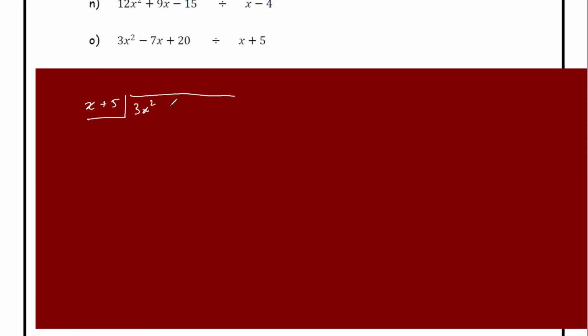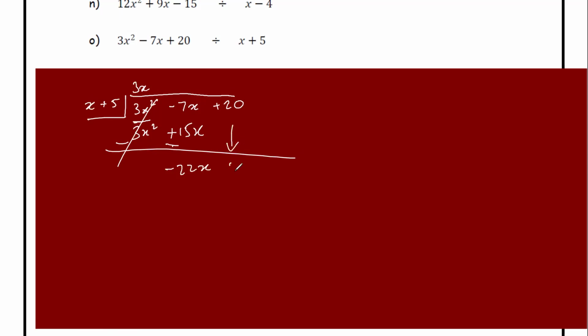So try and separate it, it becomes neater. So x into what gives you 3x square? So x into 3x gives me 3x square. And plus 5 into 3x is plus 15x. Change the sign. Negative, negative. This cancels. Negative 15x, negative 7x is negative 22x. Bring down 20, positive. I want a negative 22x, so negative 22, right? So x plus 5 into negative 22 gives me negative 22x and negative 110.